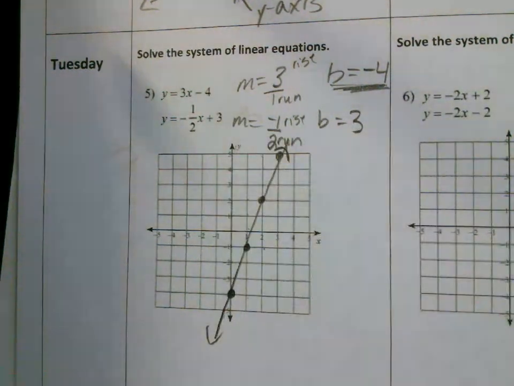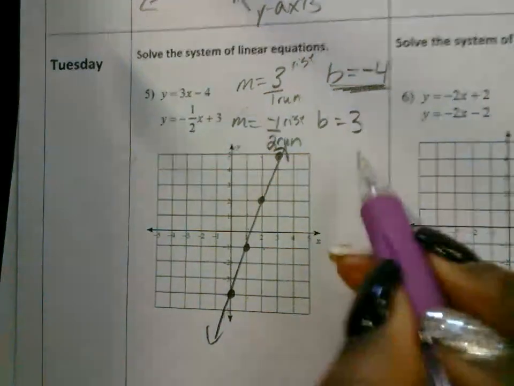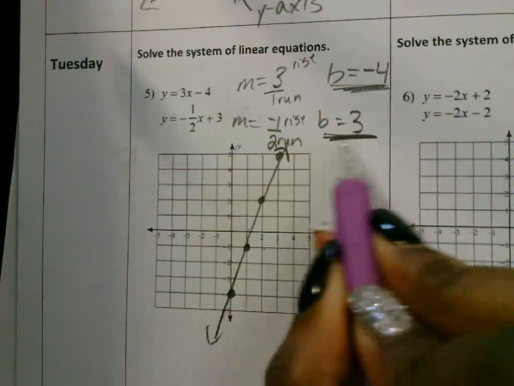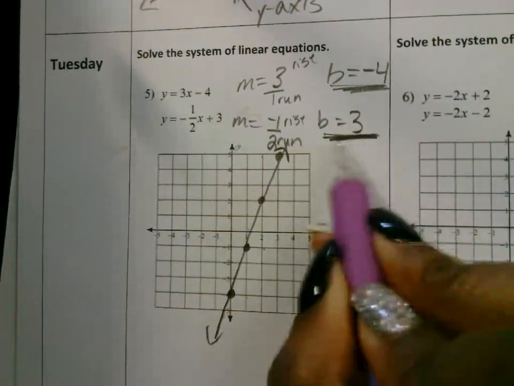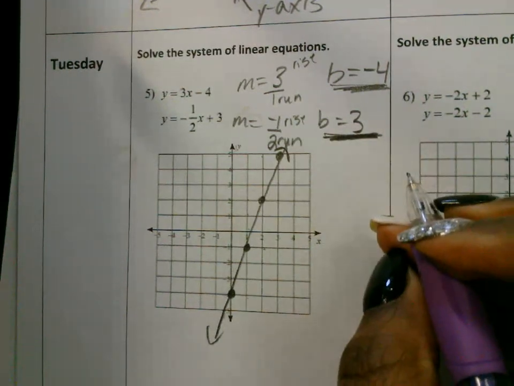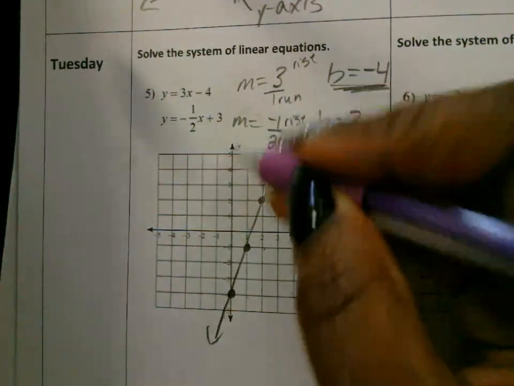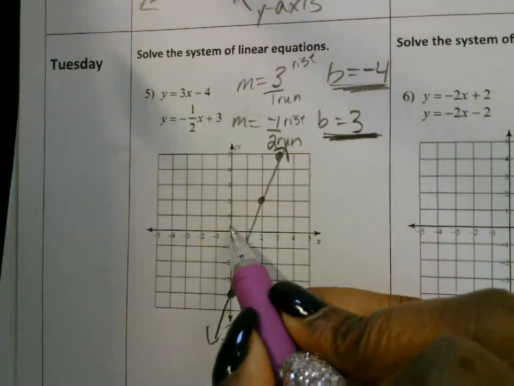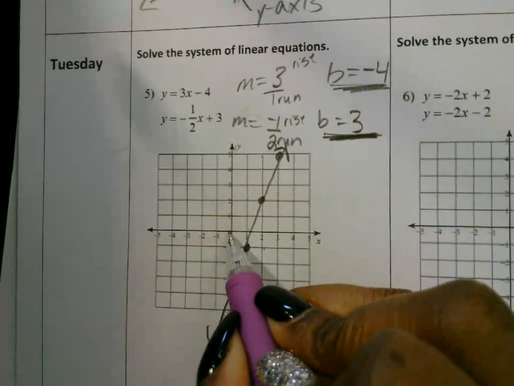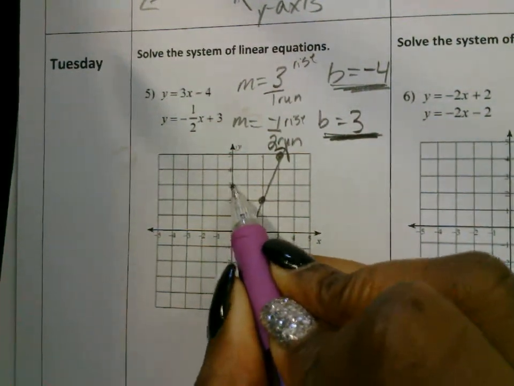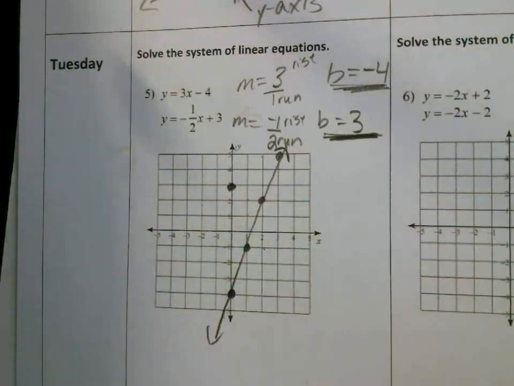All right, let's graph the second point. Where are we going to graph this 3? On which axis? Y-axis. We're going to graph positive 3 on the y-axis. That's up 3 from the origin. Okay?